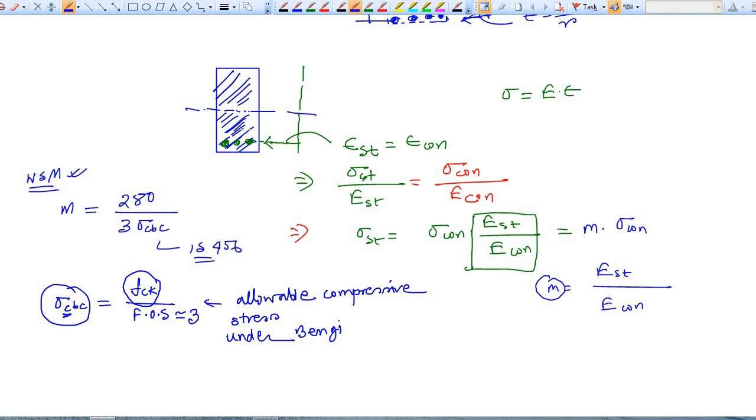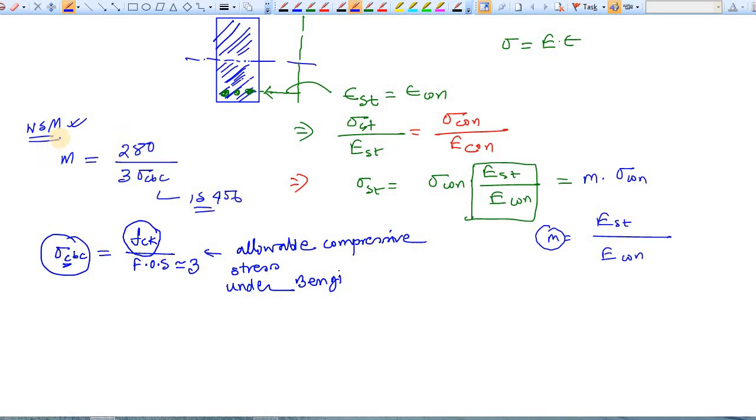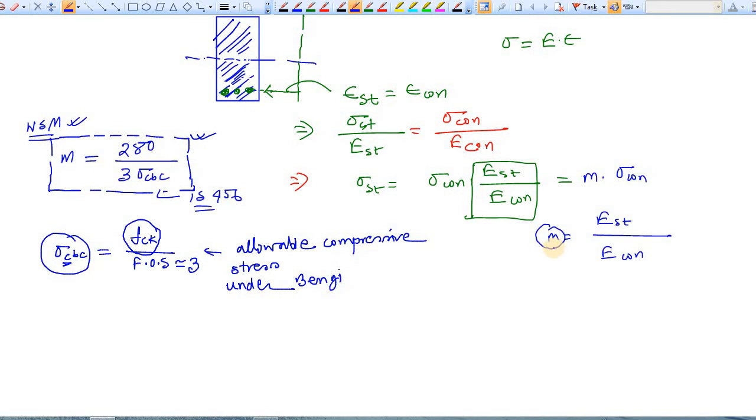Now let's see whether this modular ratio, which is given by IS456, is actually correct or not, or how this formula came. Theoretically, the modular ratio is the modulus of elasticity of steel divided by the modulus of elasticity of concrete. And m is E of steel, that is 2 into 10 to the power 5, divided by the modulus of elasticity of concrete. While this is your E for concrete, the short-term elasticity is 5000 square root of fck.